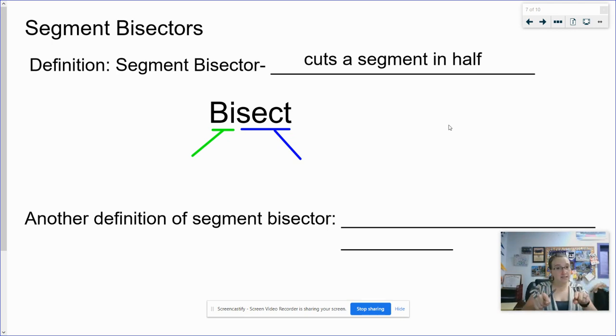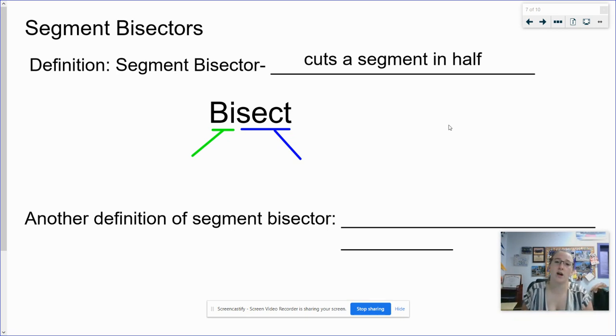So this is different than segment addition. Segment addition just said I can cut my string anywhere. This specifically says my string has to be cut in the middle. I cannot emphasize how important it is that you understand the difference between those two. Exactly in the middle is this one. Segment addition, I can have my string cut anywhere.